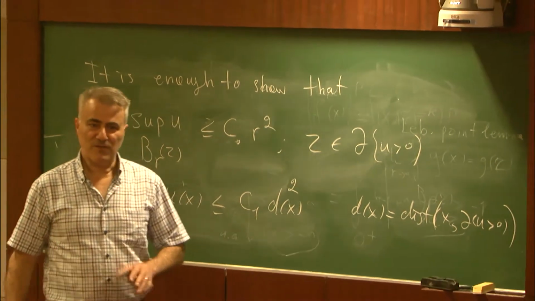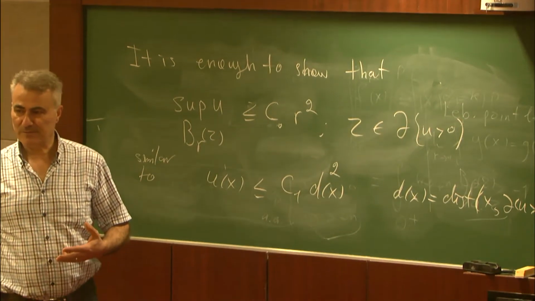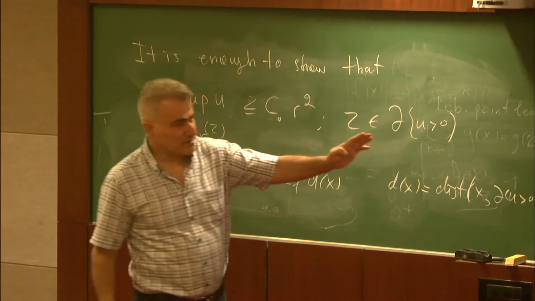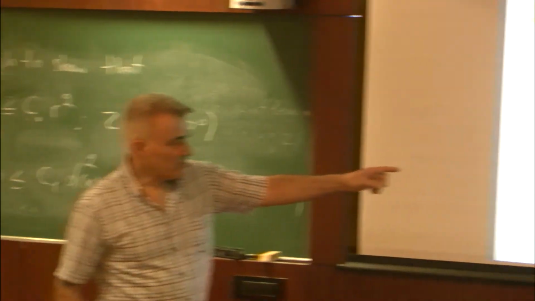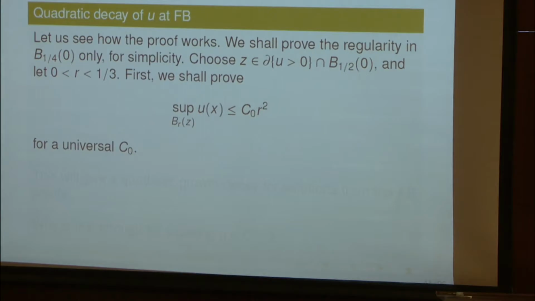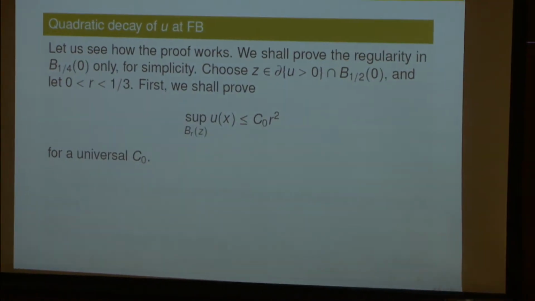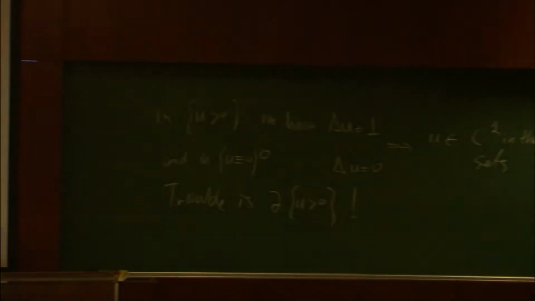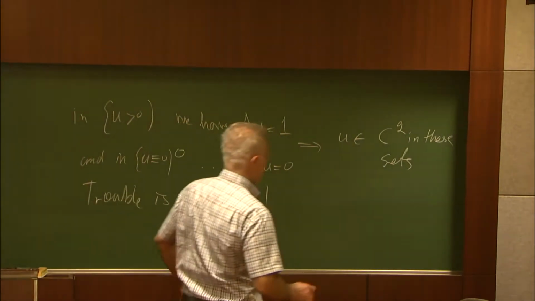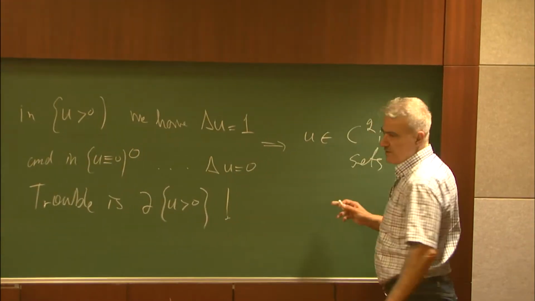I'm going to get that the function is C^{1,1} over the domain. I already know that it's C^{1,1} in a lot of places, and the free boundary has measure 0. But there is one problem here, which we really didn't mention, which is the following: this function is C2 in both sets.